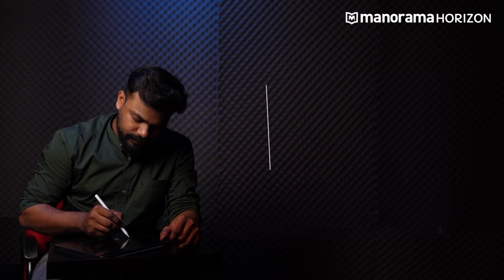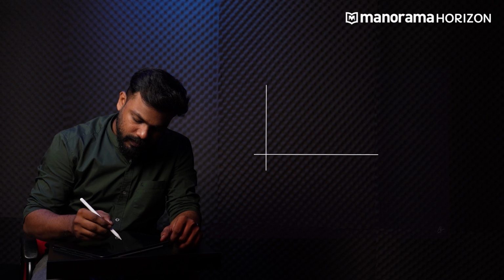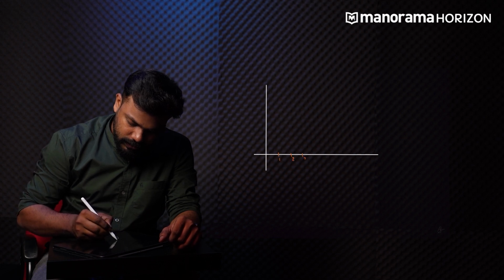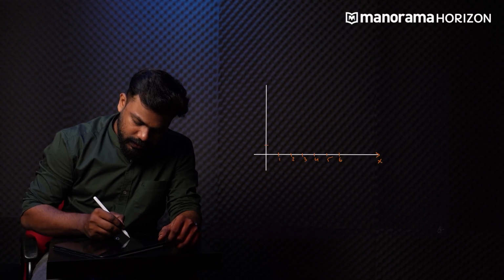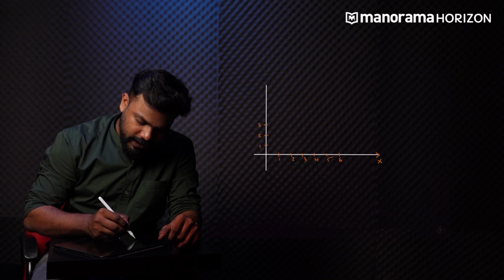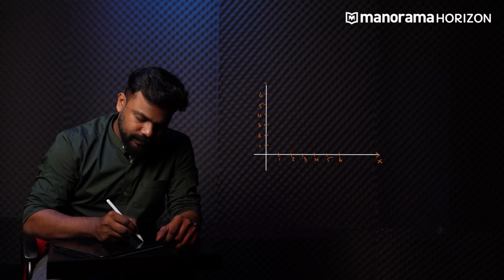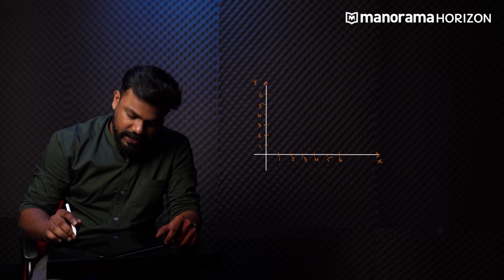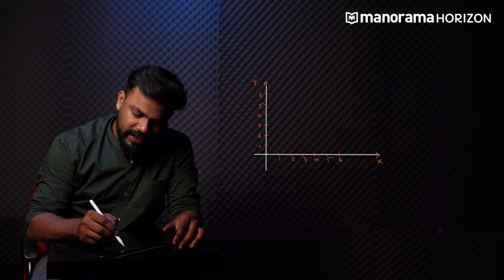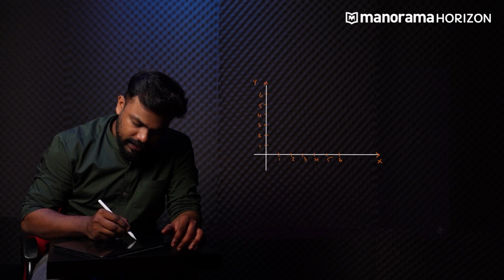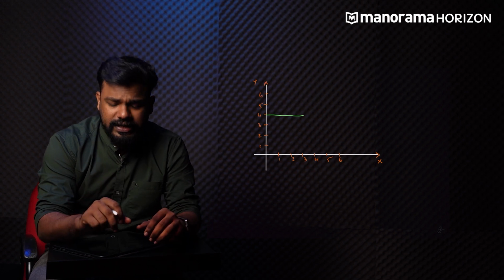I have this one over here, marking 1, 2, 3, 4, 5 on the x-axis, and on the y-axis again 1, 2, 3, 4, 5, 6. So I have the x and the y-axis marked over here, and now on this I have a line. So this line is like this. Okay, so I have a line over here.